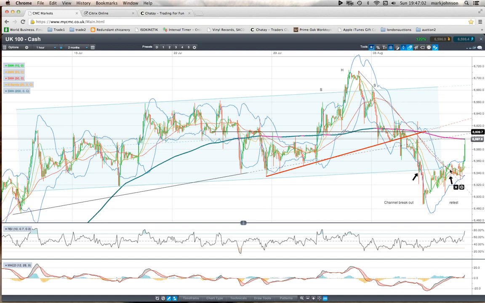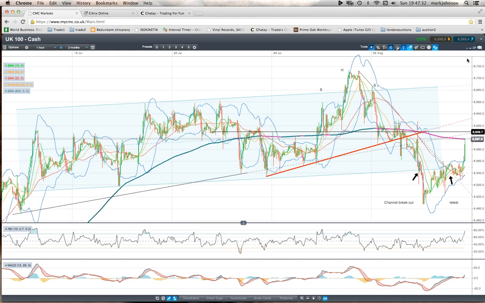Normally, the measurement from this second breakout is the height of the channel. So I think it was 6680. So it's about 140 points that the target for that channel breakout was. Now it's back in the channel. It's possibly going to break out at the top. If it breaks out at the top, that's 140 points measurement.